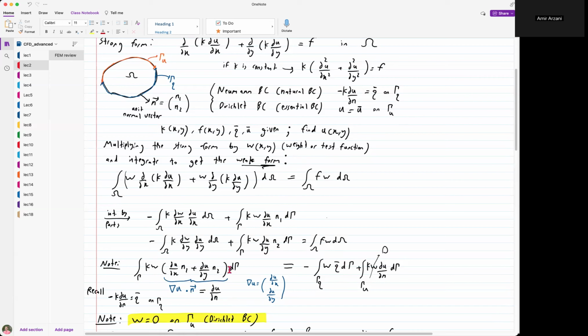But then I also have this term, kw ∂u/∂n, integrated over the Dirichlet portion of my boundary. And interestingly, I do not need to worry about this term because of this very, very important fact that w, the weight or test functions, are always 0 on the Dirichlet portions of the boundary. So whenever you have a Dirichlet boundary condition, you do not have any variations or any weight function. The weight function has to be 0. So now, why is that?